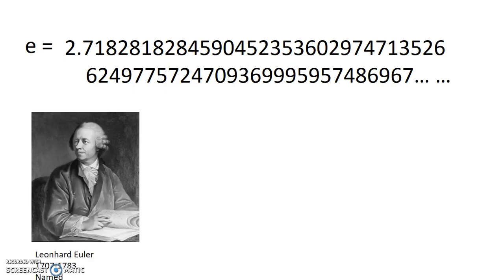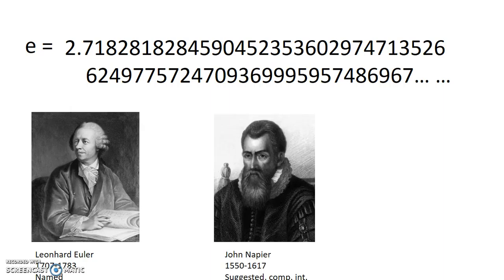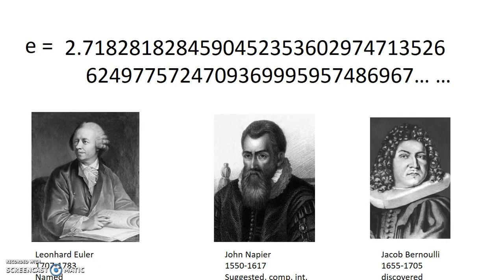Basically, it was named by and after Leonhard Euler, a Swiss mathematician back in the 18th century. But actually it was first suggested by John Napier, who you know from logarithms. He made logarithms, but he also suggested this idea when he was investigating some compound interest calculations. But it was actually first properly suggested and explained or discovered by Jacob Bernoulli.